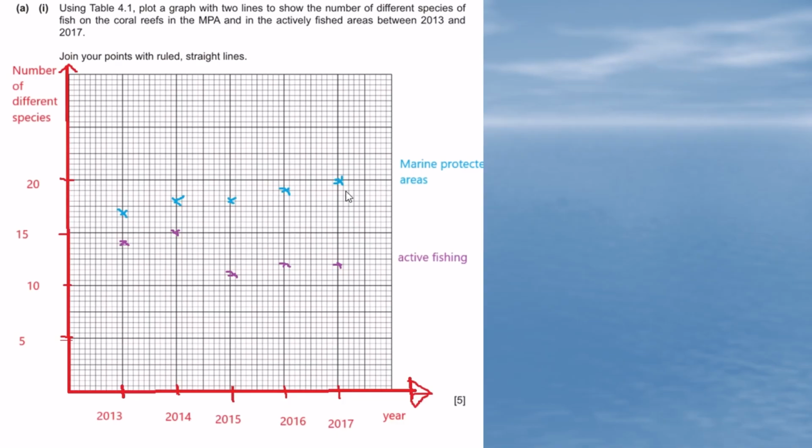Again, I do apologize for my bad skills in Paint here. Now I've plotted in my points, and I try to do them with small crosses. Again, this could be done way more accurately if I didn't do it in Paint, but I hope you get the point. And then comes the important thing. I have to then join them by ruled straight lines, which means again I need a ruler to be able to do this.